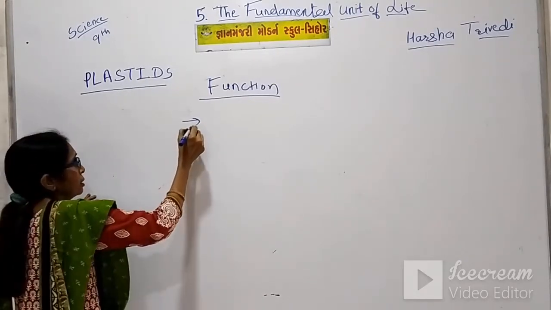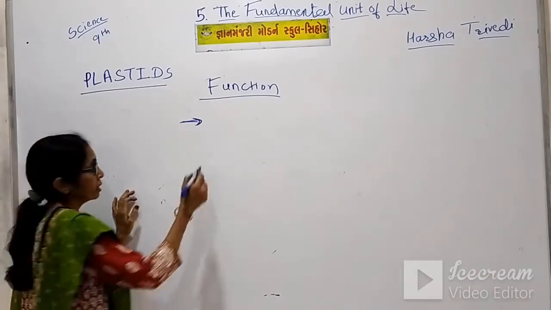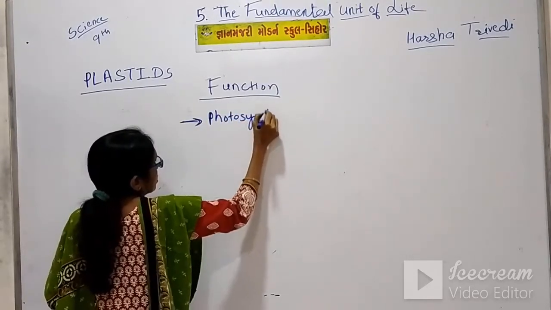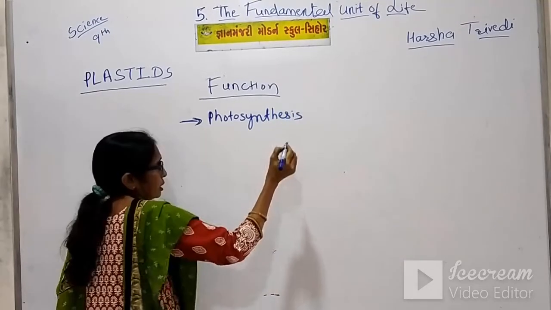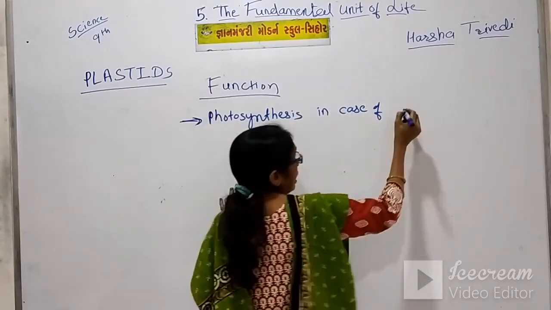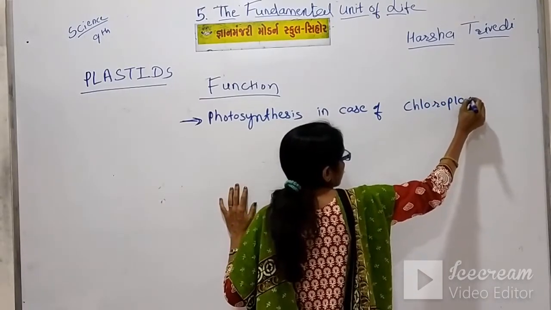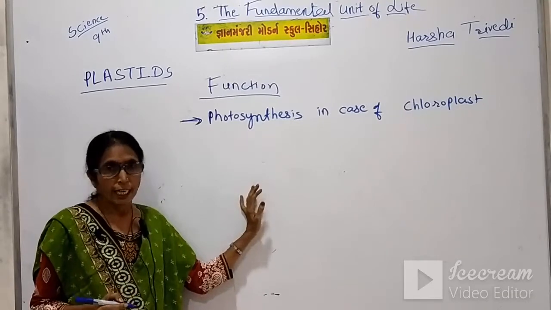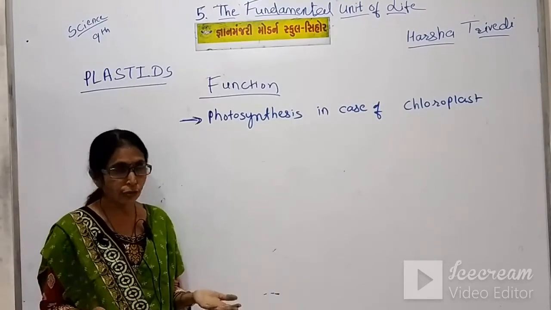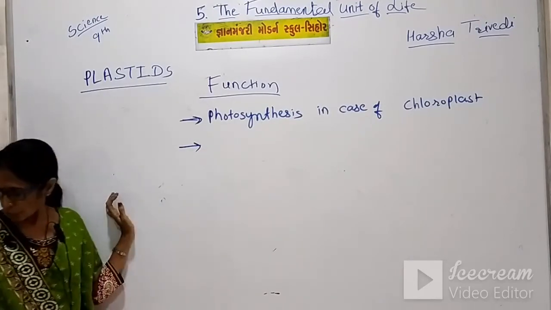So function number 1, we can say photosynthesis in case of chloroplast, because it possesses chlorophyll and they are green in color. And due to this, the plant can prepare its own food. The process is called photosynthesis.